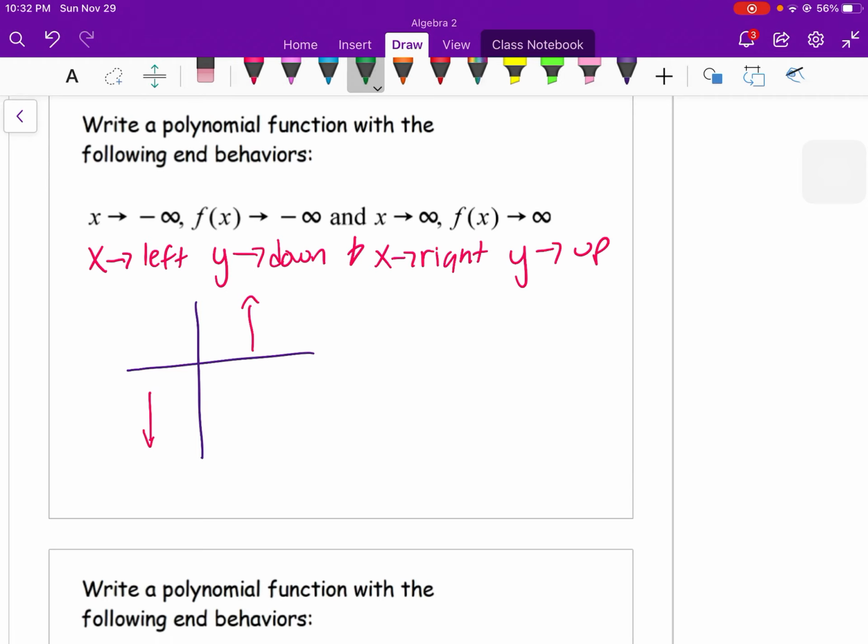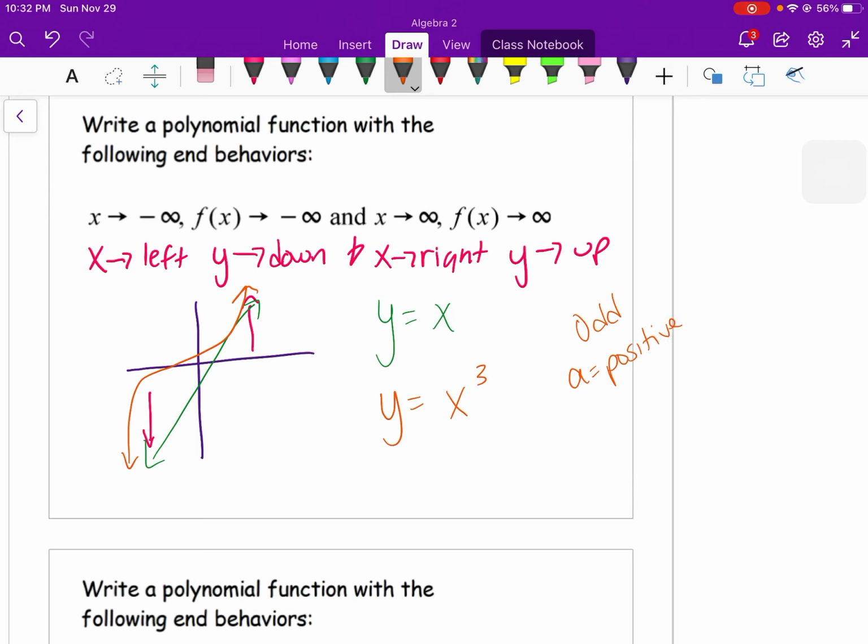So it could be something as simple as a straight line, like y equals x. You could make it a little bit more complicated and go down over here and then up over here, do a little turn in there. So y equals x cubed. But if it has this end behavior, it has to be an odd function and it has positive slope. So your a value would have to be positive. So you can do any polynomial that has an odd degree, and a positive leading coefficient would be a correct answer for this particular question.